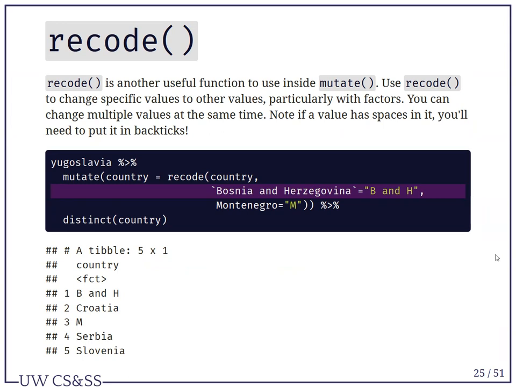So for instance, we can say, take the Yugoslavia data and then mutate country equals the recode of country, where Bosnia and Herzegovina is going to be equal to B and H, and Montenegro is going to be equal to M. And then give me the distinct values in the country column, and we'll see that it has changed our factors names to B and H for Bosnia and Herzegovina and M for Montenegro.